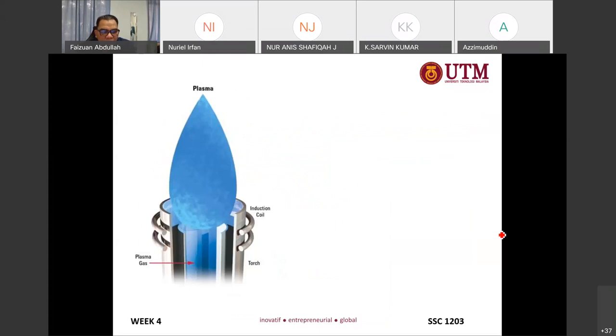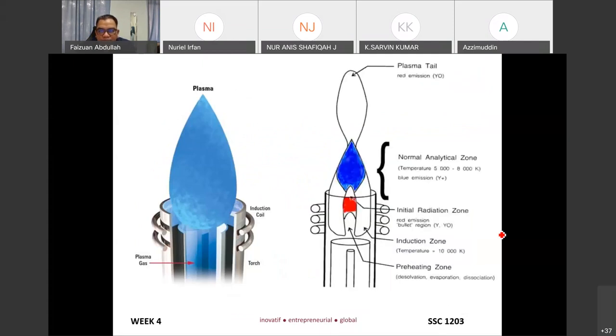Right, so this is plasma gas. We have induction coil, torch, and so on. And this is the normal analytical zone for plasma. This is the initial radiation zone. And we have the induction zone here, and the preheating zone here, and the plasma tail. The plasma tail is after the blade of the plasma. But the analytical zone happens here. The burning for the analytical process happens here.